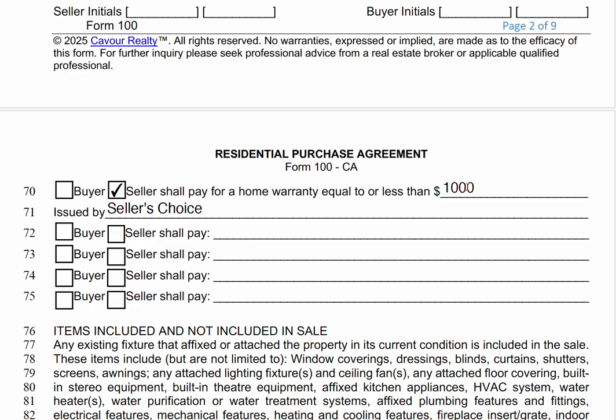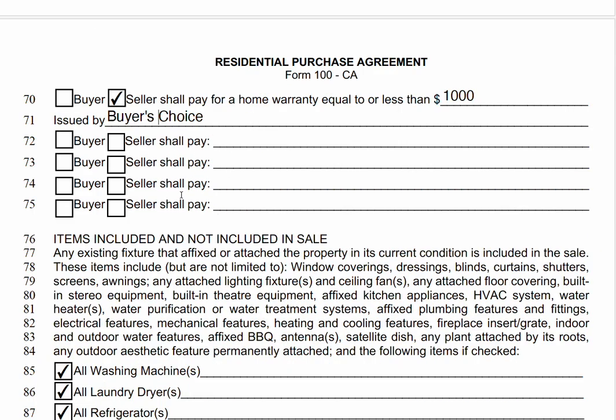Home warranty. Seller typically pays. We put in a number here. You can find a number on a home warranty company's website and then issued by seller's choice. I think actually buyer's choice is better. Why? The buyer is the one that has to call the 1-800 number and deal with it if something goes wrong. So let the buyer choose so that they can't blame the seller in the future and say the seller chose some lousy company that does a poor job. No, instead, the buyer can only blame themselves because they've chosen the home warranty company. Does someone need to pay something that hasn't been mentioned? Go ahead and check that box and write it in here.